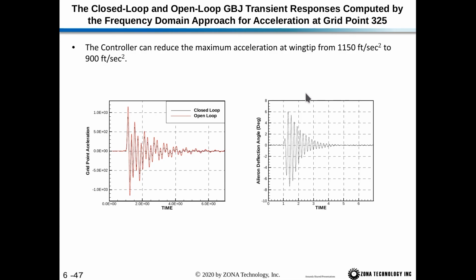Now if we look at our aileron deflection angle, you can see that the aileron was working actually quite hard. We've hit at max positive 6 degrees and about minus 7 degrees. And the frequency of the aileron here is about 5 hertz. The dominant frequency, I should say, or the low frequency.